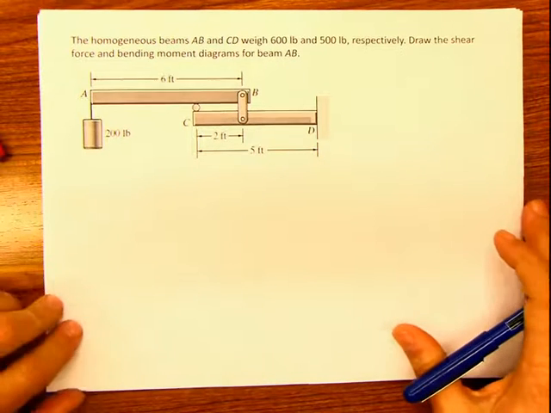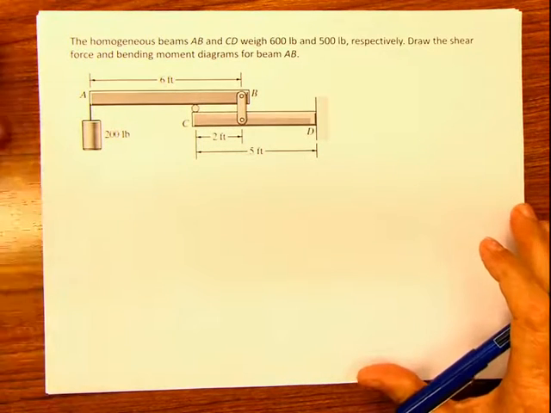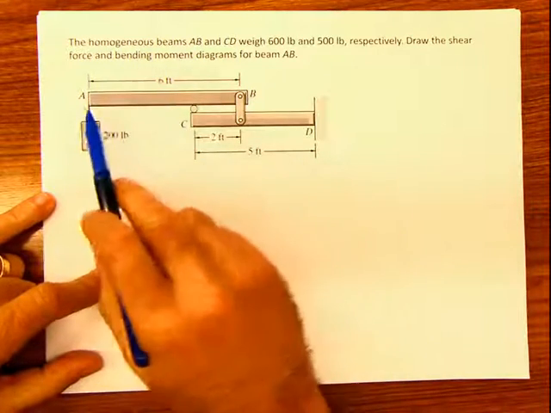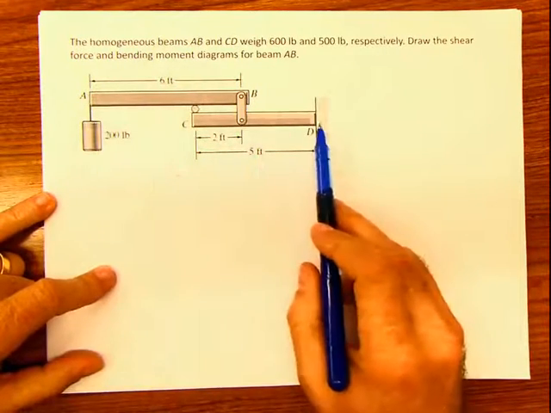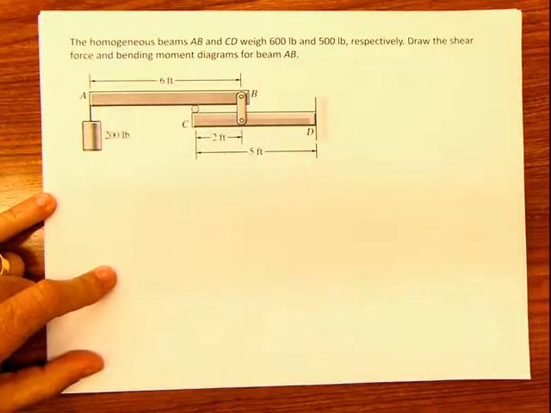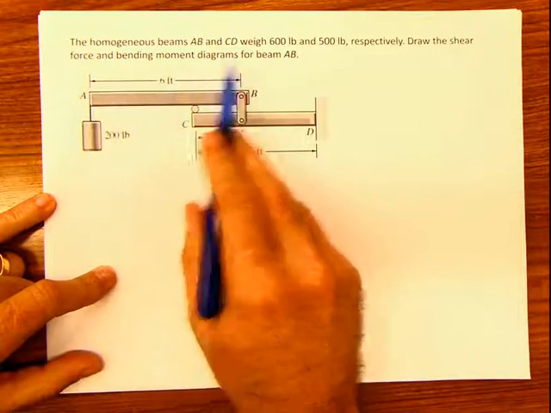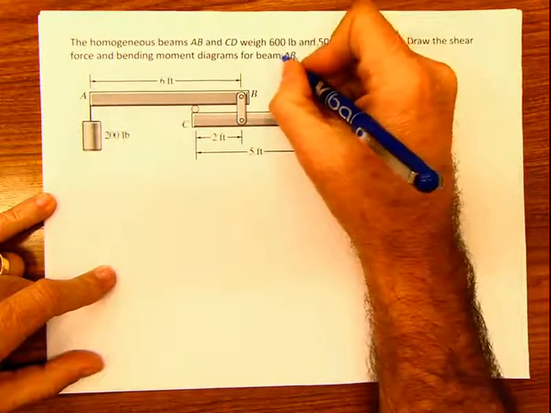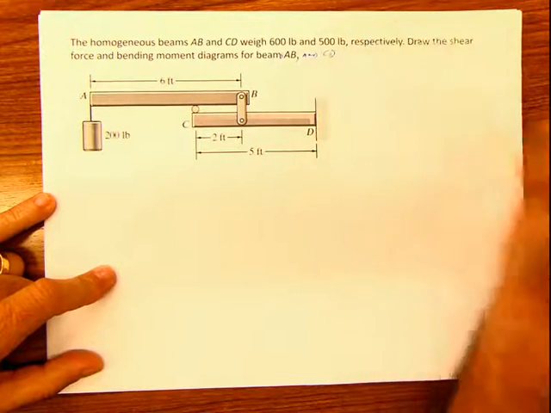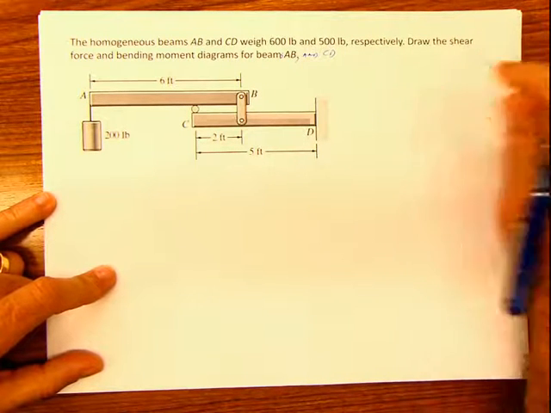Today I'm going to be solving this problem for you and explaining how to do it. Let's first read the problem. It says the homogeneous beams AB and CD weigh 600 pounds and 500 pounds respectively. Draw the shear force and bending moment diagrams for the beams AB and CD. That's what we have to do. For both beams, we're going to draw shear and moment diagrams.